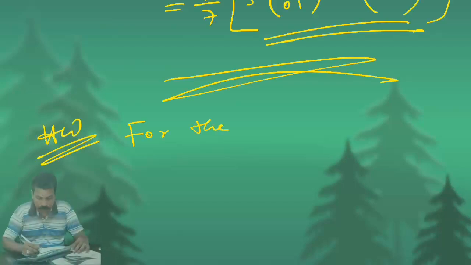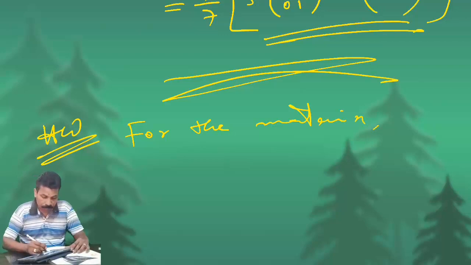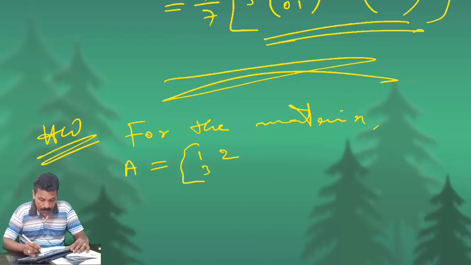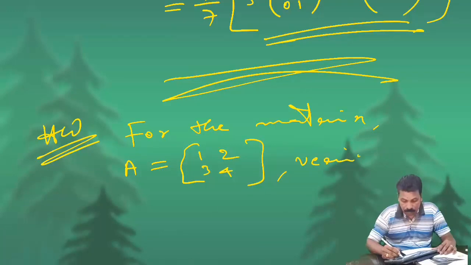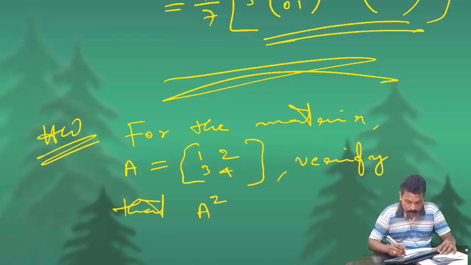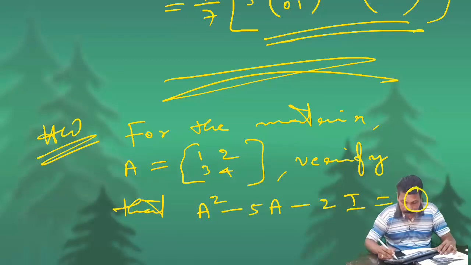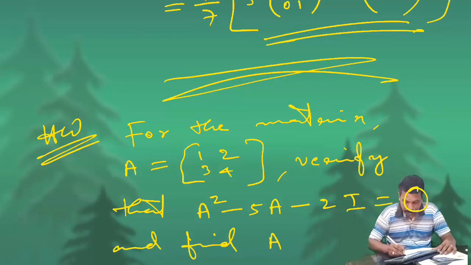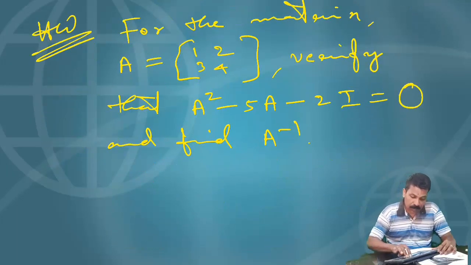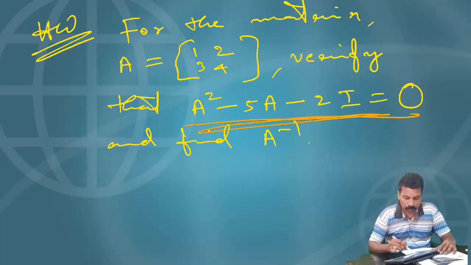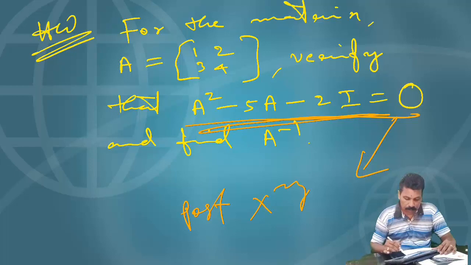A homework for you. For the matrix capital A is equal to 1 2 3 4, verify that A square minus 5A minus 2I is equal to 0 matrix, and find A inverse. So a very simple question I told you. First of all, you have to verify this equation, and by post multiplying this equation by A inverse, you can proceed with it ASAP.